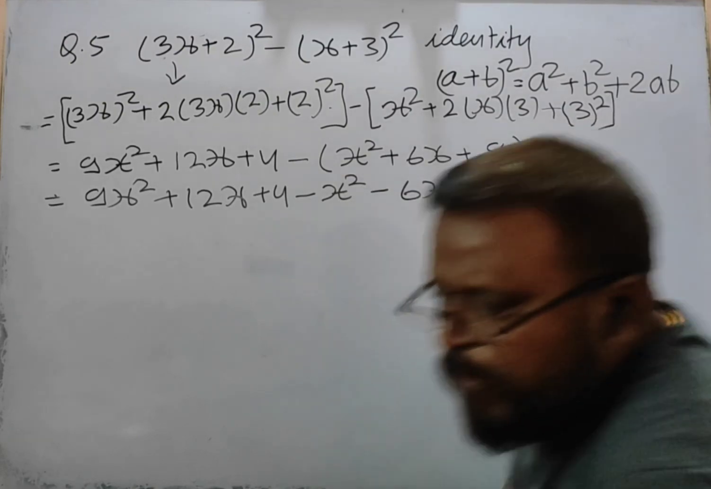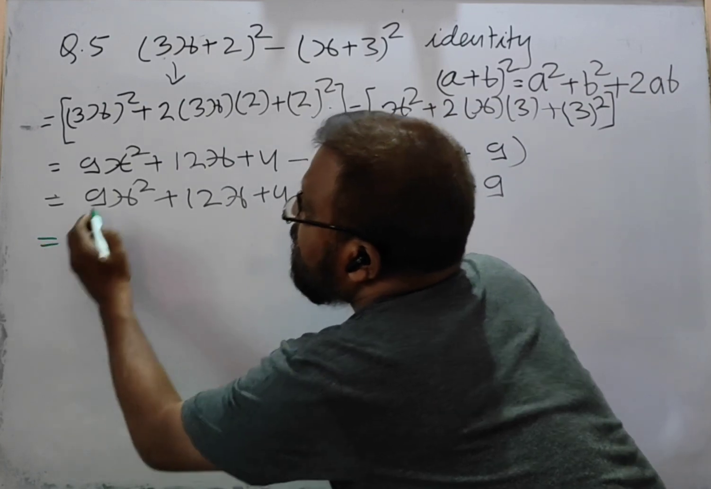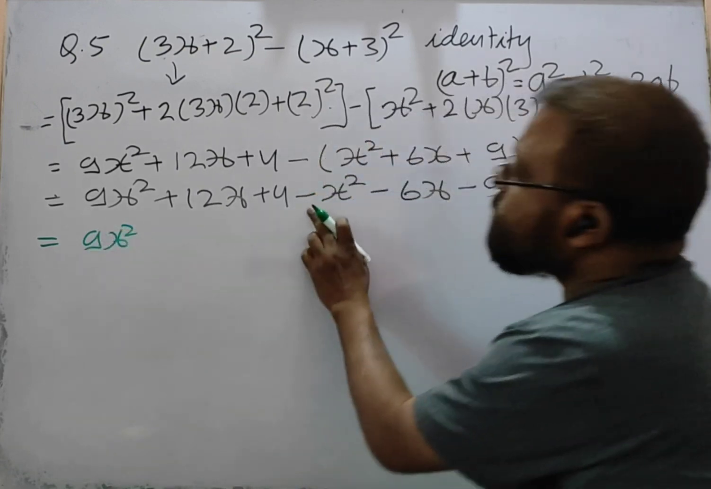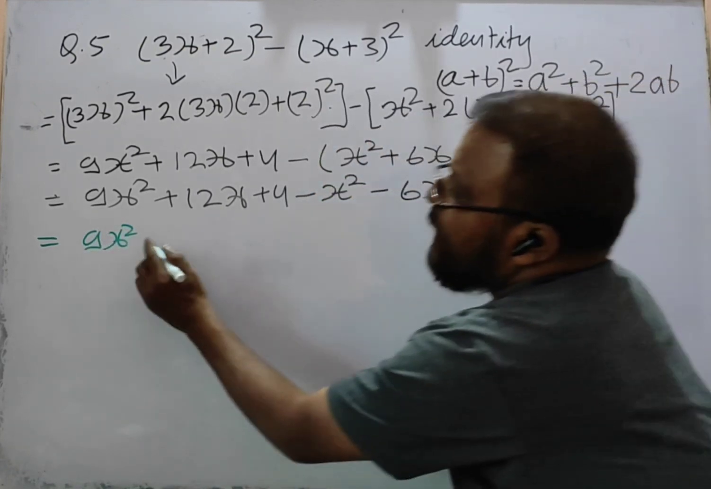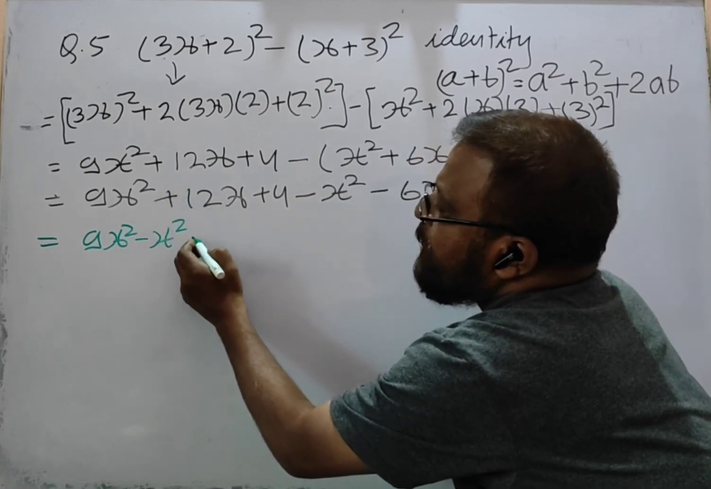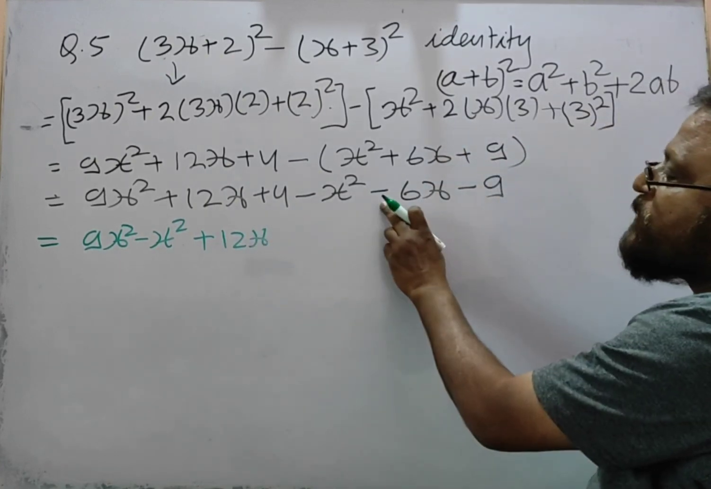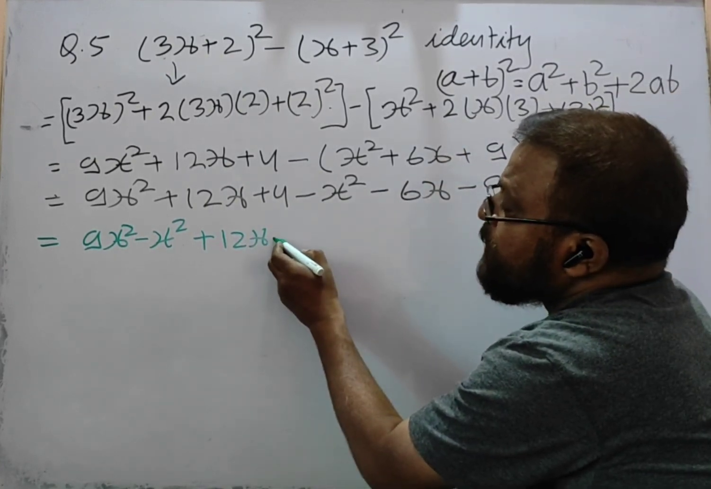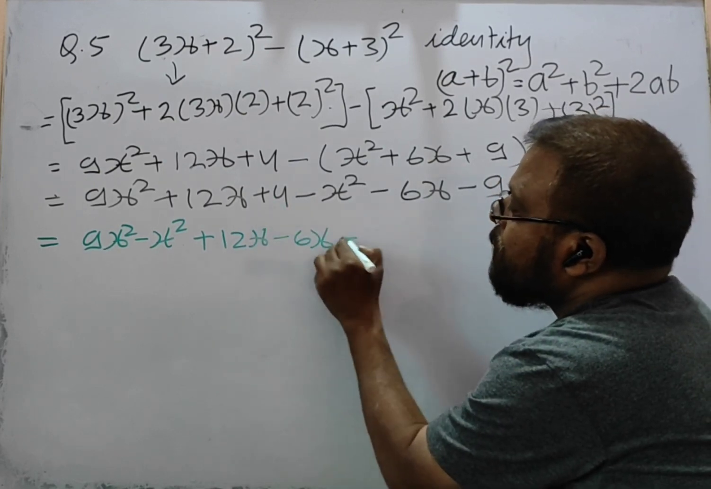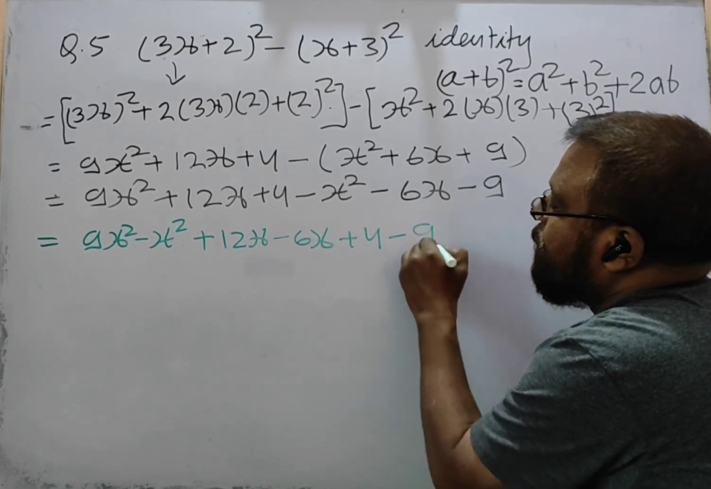Yeah. Now here what we do, now we arrange numbers like 9x square and there is minus x square. So we write close to each other, minus x square. Right? Then I take plus 12x and we have minus 6x. So 12x minus 6x. Right? Now we have plus 4 minus 9. So we take minus 9 here. Right?